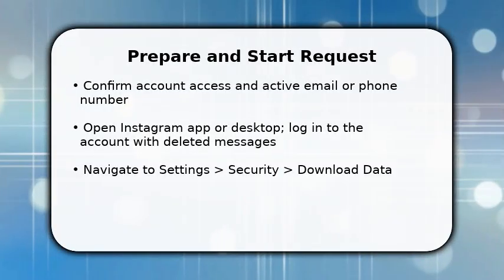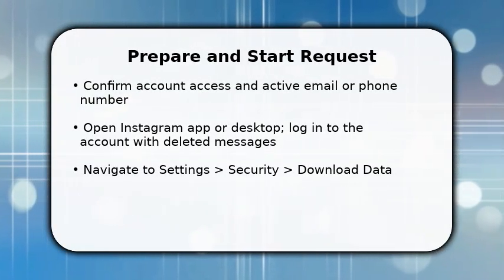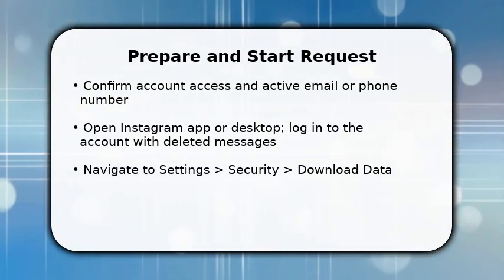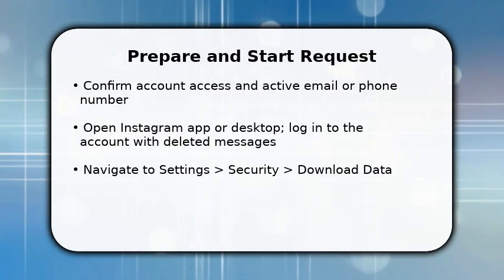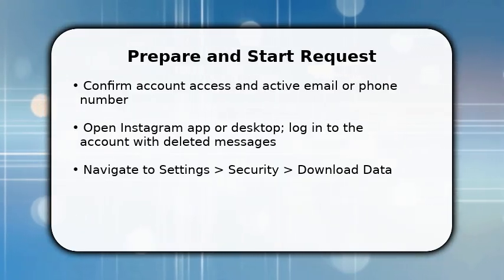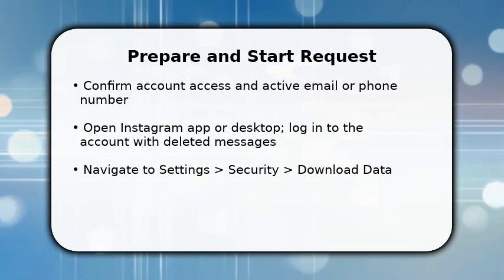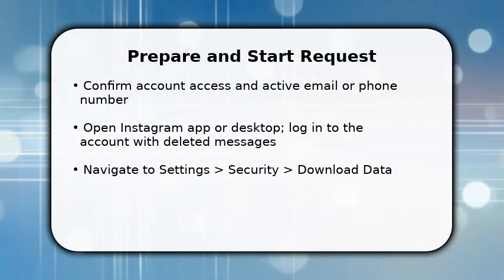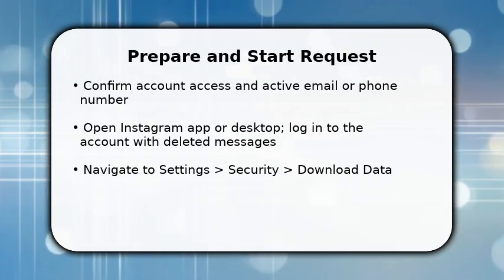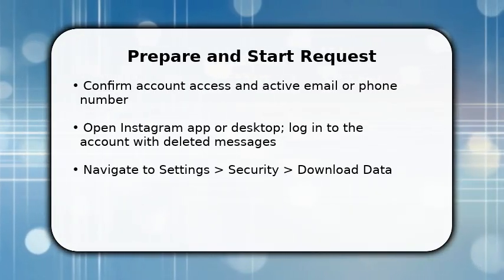You start by ensuring you control the account and have a reachable email or phone. Instagram will send files there. Open the app or desktop site and log in, then go directly to Settings, choose Security, and tap Download Data. This initiates a formal data request that includes messages. It's faster than searching caches.